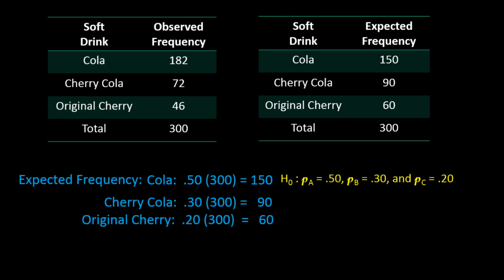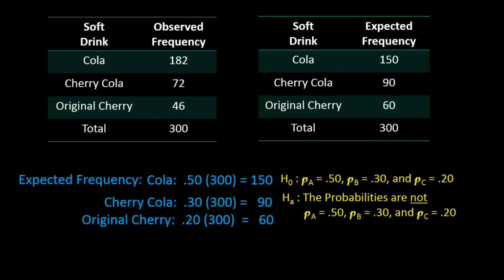Let's take a look at the hypotheses again. The null is the status quo, and that is what we are calculating the expected frequency table from. The alternative is counter to that, and that is what we are looking for evidence of. So we take a sample of 300 and we find that 182 purchased cola. That's our observed frequency count. We would have expected 150 customers to buy cola if the true proportion is 0.5. But we found the observed frequency of 182.